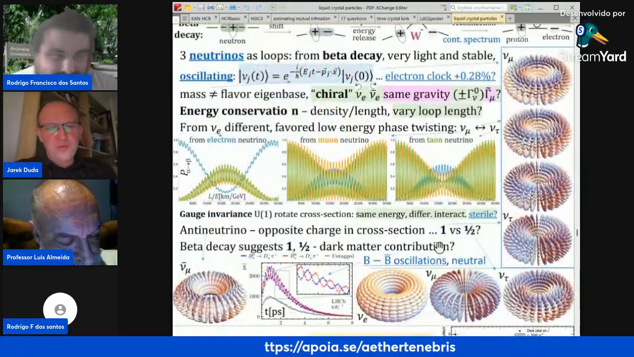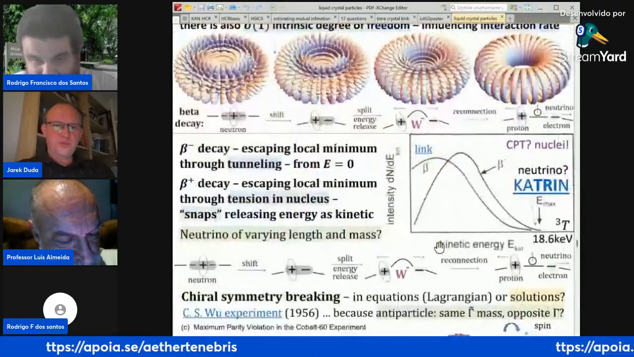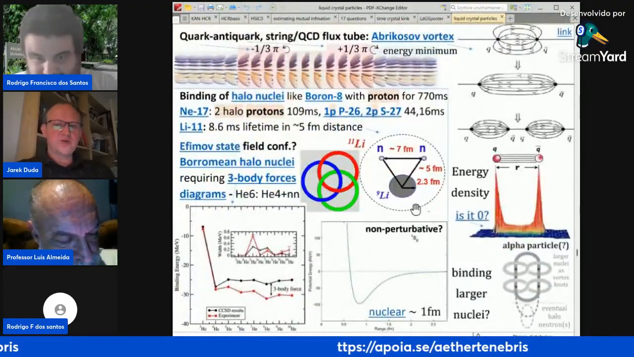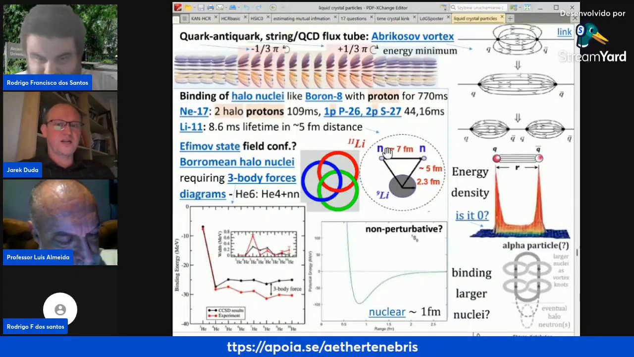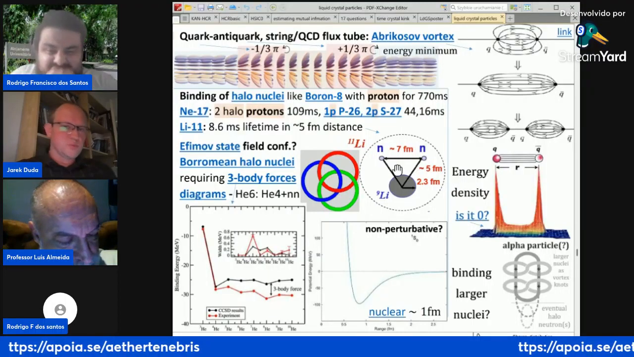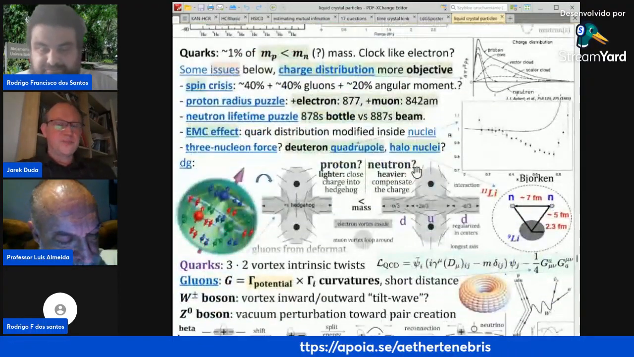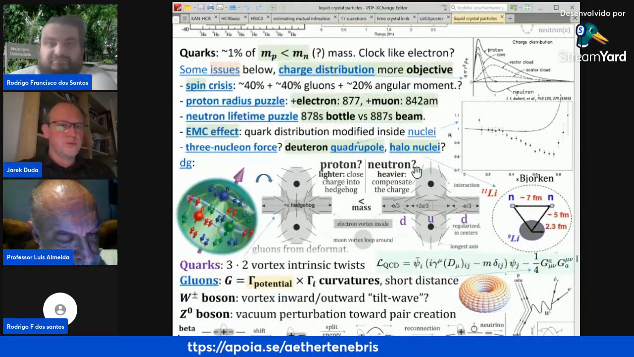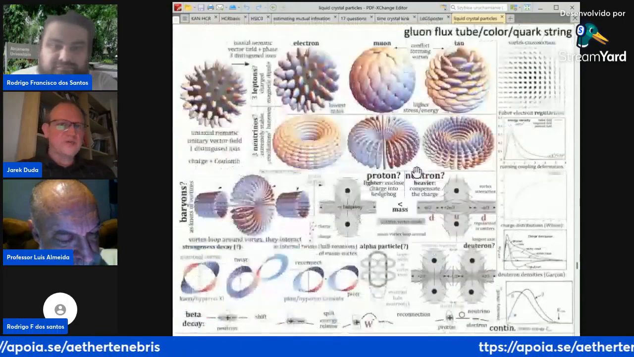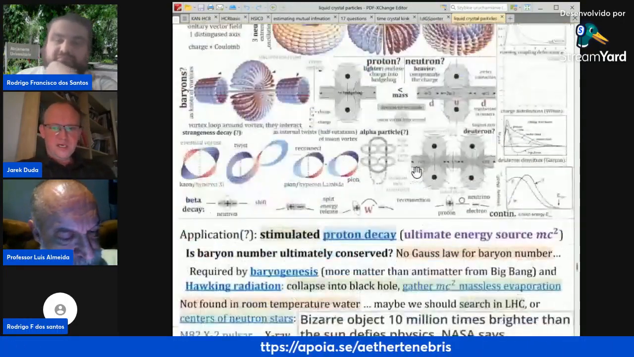Also, with neutrinos, I can talk about neutrinos, but maybe let me skip it. So the halo nuclei, as mentioned, are some nuclei which are much larger than we can explain. So it seems that this topological vortex is crucial here. There are some problems with the standard views, and this model can explain them, but maybe let me skip it. So here is the summary of these topological defects and particles.